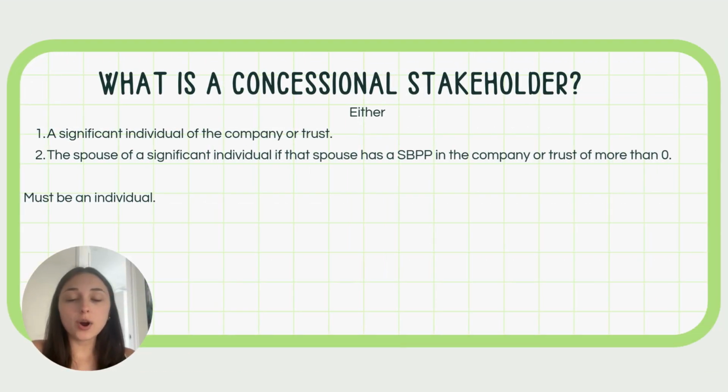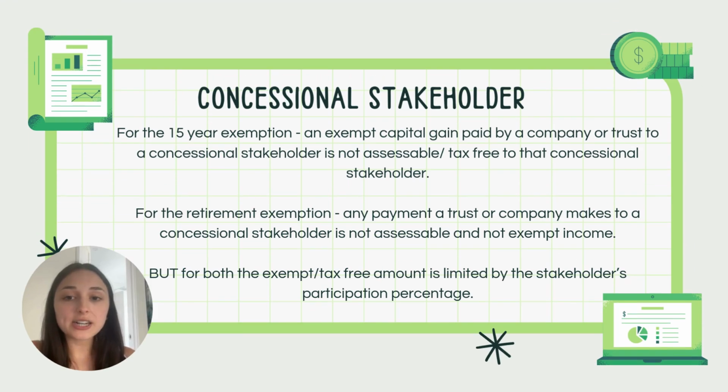Now I will talk about what a concessional stakeholder is. It can either be a significant individual of the company or trust, or the spouse of a significant individual, if that spouse has a small business participation percentage of more than 0. The concessional stakeholder must also be an individual, not a company or trust. For the 15-year exemption, an exempt capital gain paid by a company or trust to a concessional stakeholder is not assessable, or tax-free, to that concessional stakeholder.